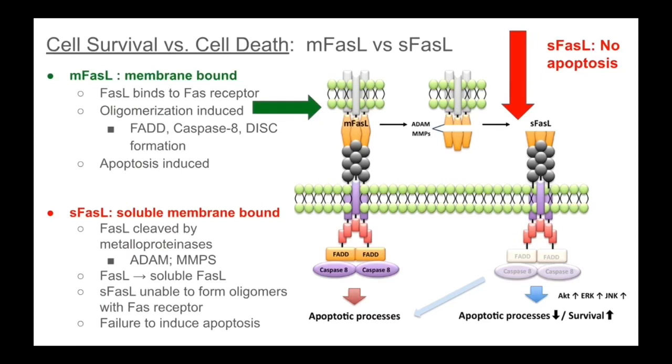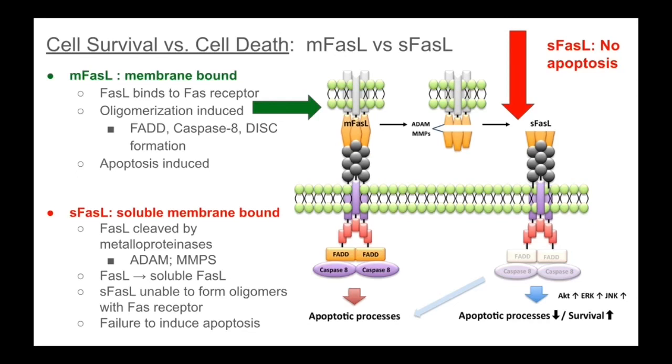Fas-L's configuration can actually change the fate of the cell. So when Fas-L is membrane-bound, this state is known as M-Fas-L. It is able to bind to the Fas receptor and induce apoptosis. This is shown in the extrinsic apoptotic pathway that we just discussed. However, Fas-L can also be cleaved, which results in a change of the cell's fate.